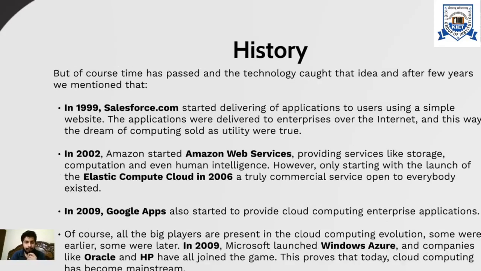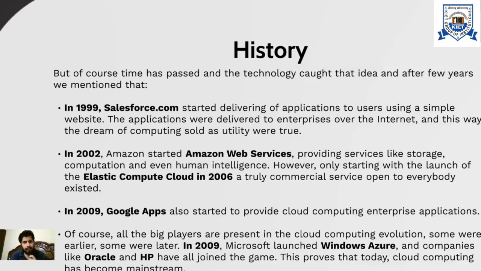So in 1999, there was a company whose name was Salesforce.com. It launched a venture and delivered its first application to enterprises over the internet. So it was the first time an application was delivered to an enterprise over the internet. 1999 is a very important milestone if we talk about software as a service. It was the very first example where software was delivered over a network.